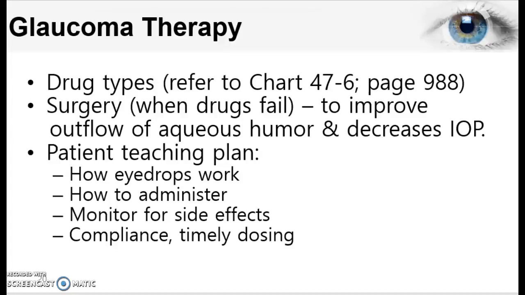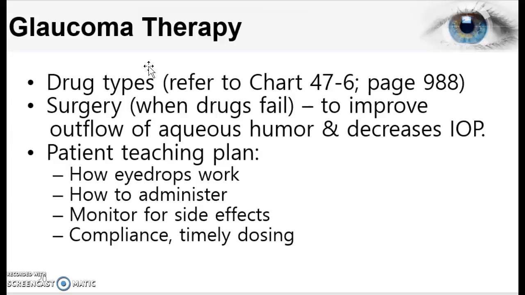Okay, I'm going to go ahead and try to finish up the visual part and then go right into the hearing chapter. As I was saying before, there's a chart 47-6 on page 988 that really has all the drug types that are involved in glaucoma therapy. Make sure that you review that chart and pay attention to how those drugs work to resolve glaucoma or help assist with it not getting worse, whatever the plan is there.